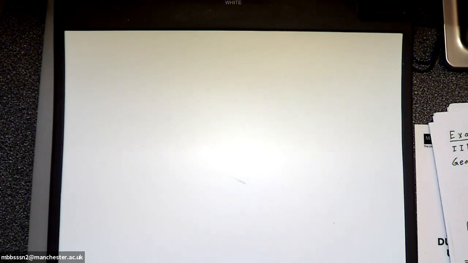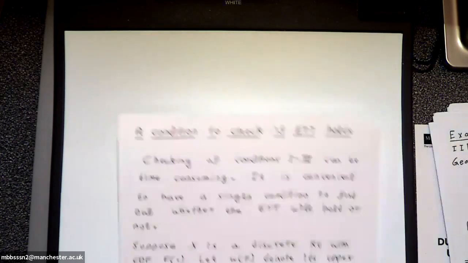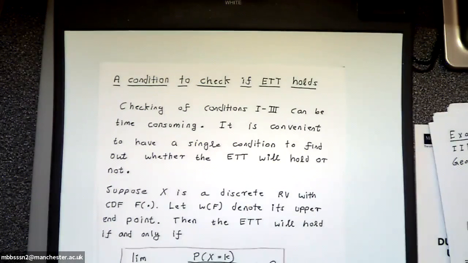So this week, I asked you guys to watch 4 videos. I hope all of you have watched the 4 videos. So the first video is on conditions to check if the extremal types theorem holds or not. Remember, we talked about the extremal types theorem last week, right? And in order to check if it holds or not, we need to check 3 conditions. Condition for type 1, type 2, and type 3. And that can be really time consuming.